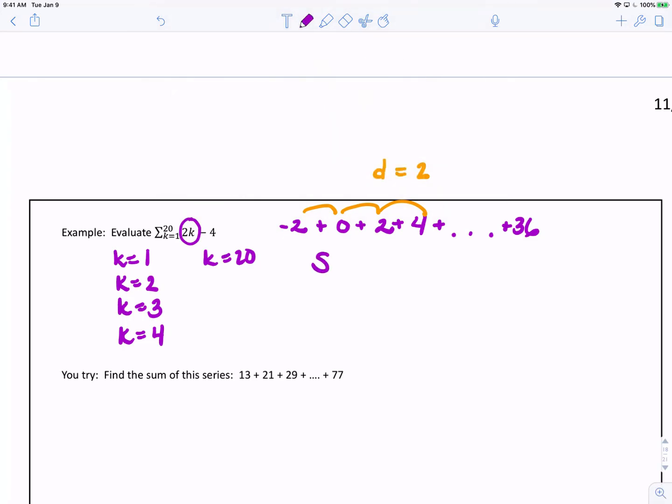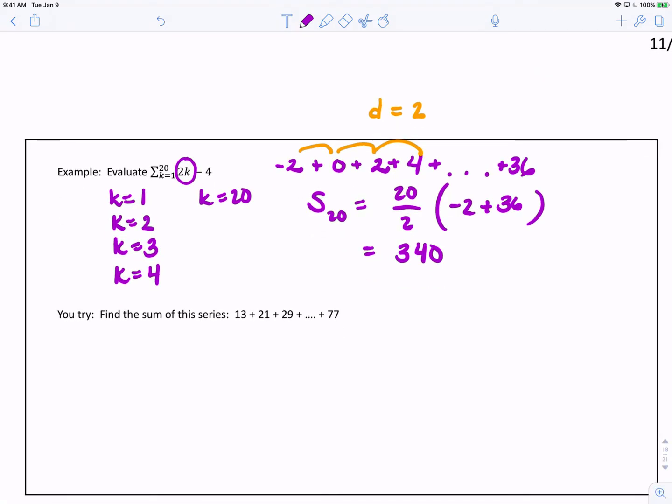So the sum of the first 20 terms will be equal to 20 over 2, n over 2, times the first term plus the last term. And if we take a look at that, that's 34 times 10, or in other words, 340.